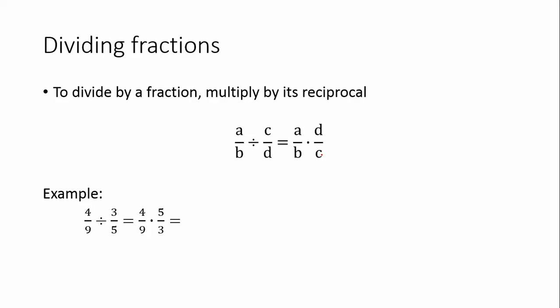So in the example here, we have 4/9 divided by 3/5. Dividing by a fraction is the same as multiplying by a reciprocal, so 4/9 times 5/3. Now we just use our rules for multiplying fractions from last week. 4 times 5 is 20. 9 times 3 is 27. And then we check to see if we can reduce. The only numbers that go into 27 are 3, 9, and 27. None of those numbers divide into 20, so this is our answer.